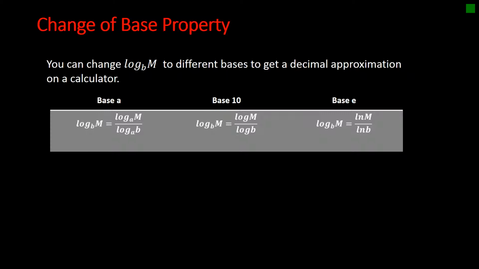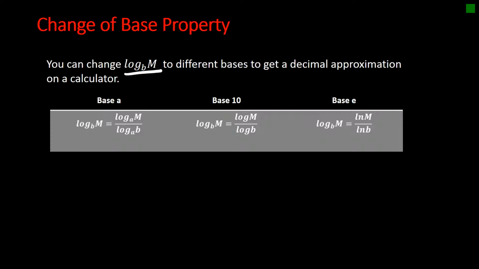Now, there are going to be times when we need to get a decimal approximation of a log with a base that's not 10 or not e. Base 10 is the LOG button on your calculator with no base. LN, which is lowercase l, lowercase n, is another log, but that's base e. So if we have log base b of m, then we can change it to either base 10 or base e and get a decimal approximation on our calculator.